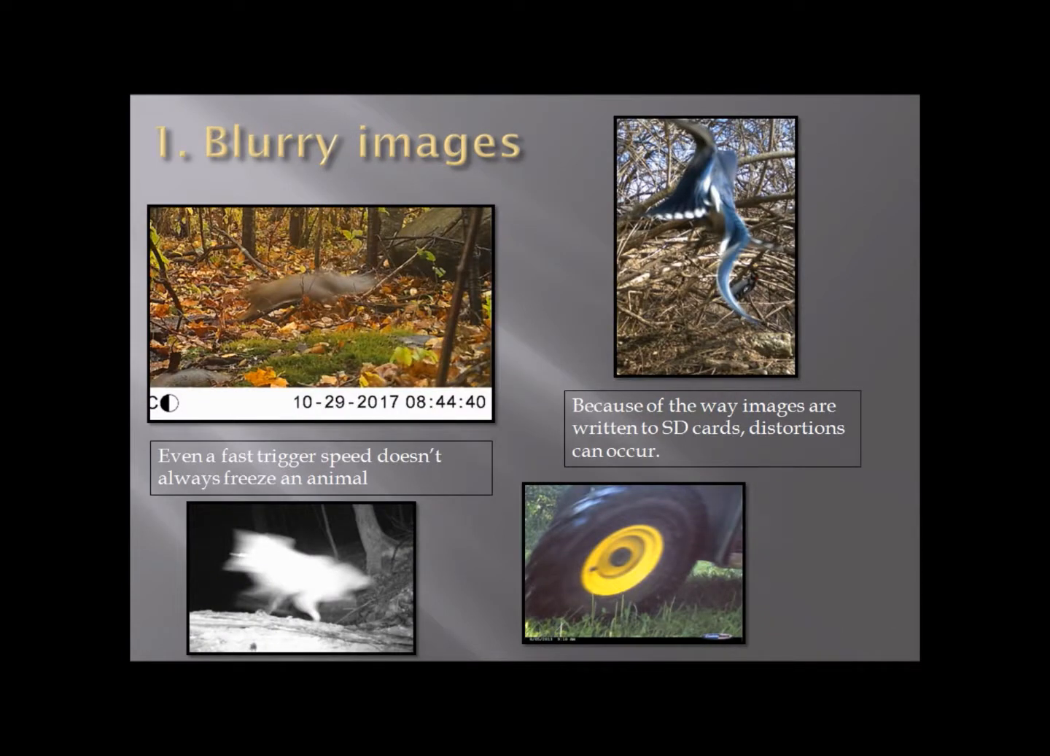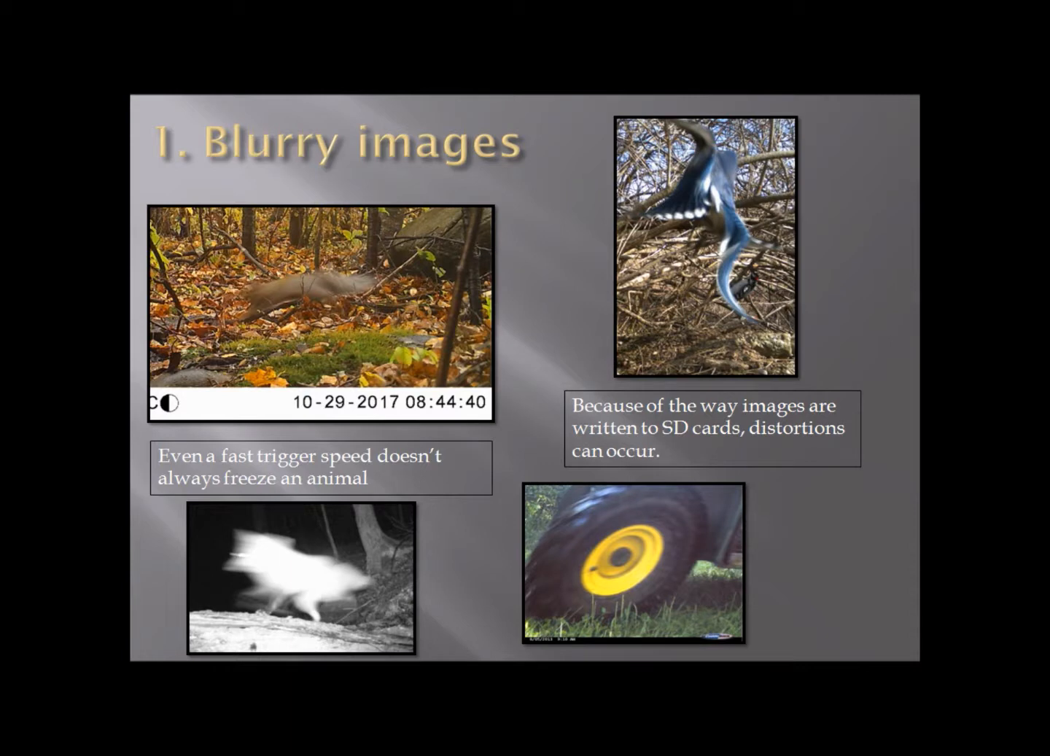Okay, let's take these issues one at a time. First, blurry images. A blurry image occurs because the object is moving too fast for the shutter speed. That gray squirrel in the top left corner is still pretty easy to identify even though he's not in sharp focus. But how about that animal in the lower left? Can you tell that that's a red fox?